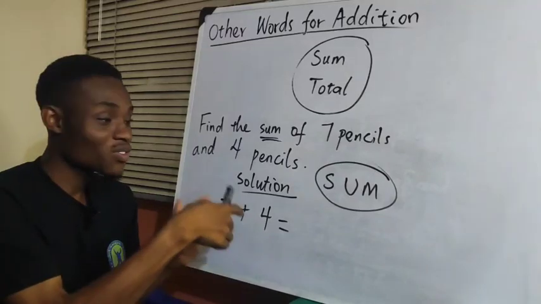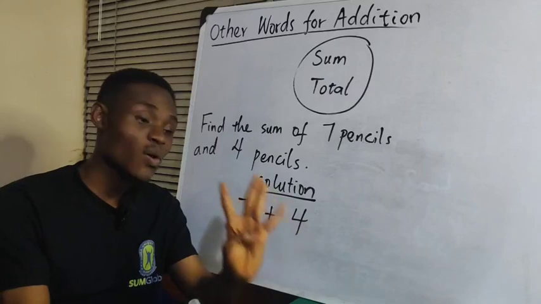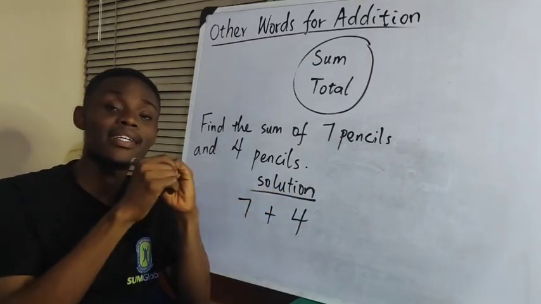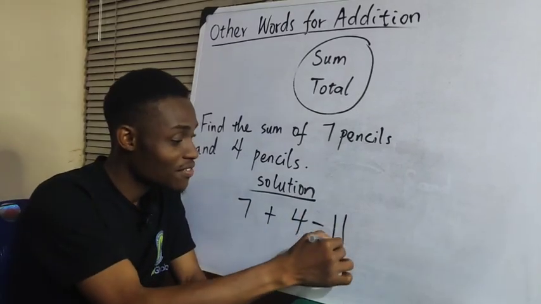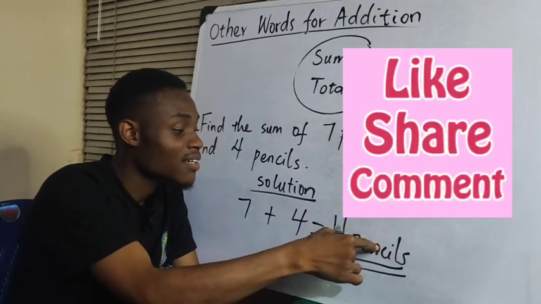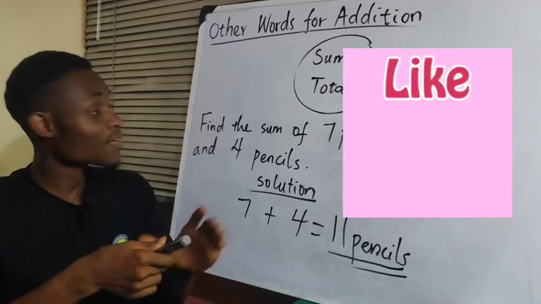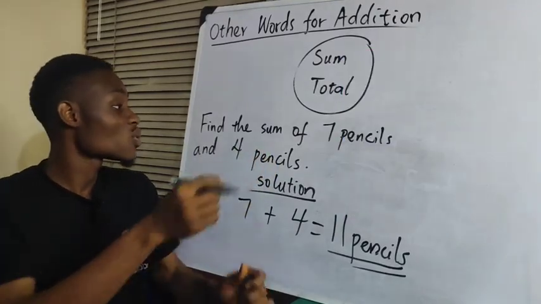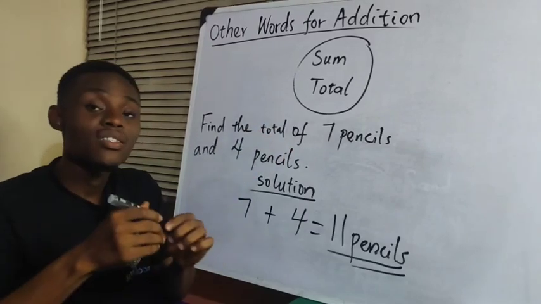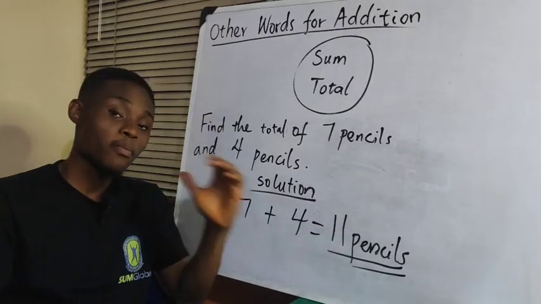Now, let's go back to sum, right? 7 plus 4. I'm going to become 7 and I'm going to put out 4 fingers, and that will be 7, 8, 9, 10, and 11. So that is 11 pencils. So the sum of 4 pencils and 7 pencils is 11 pencils. And likewise, if you are asked to find the total, so let's remove sum and say total. Find the total of 4 pencils and 7 pencils. That is still 11 pencils.